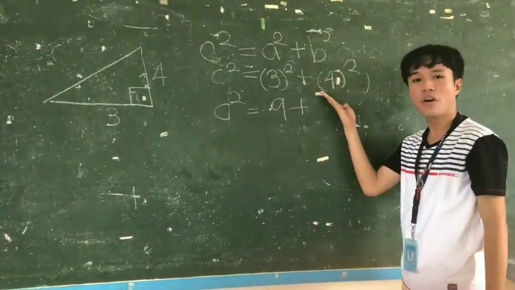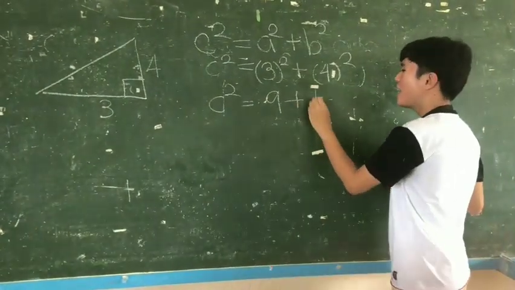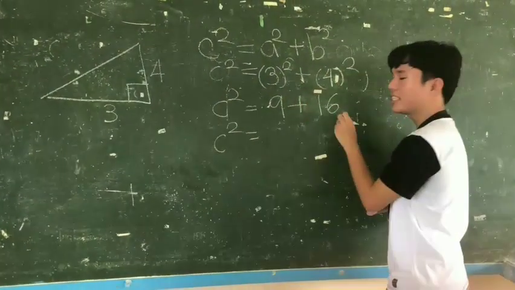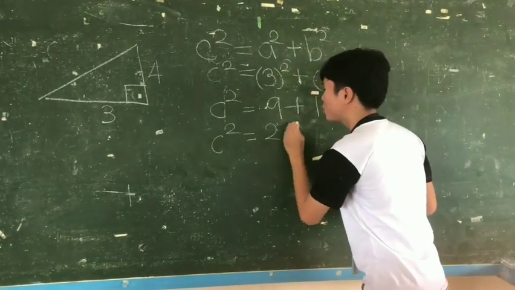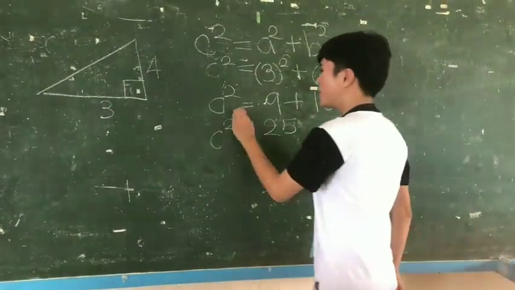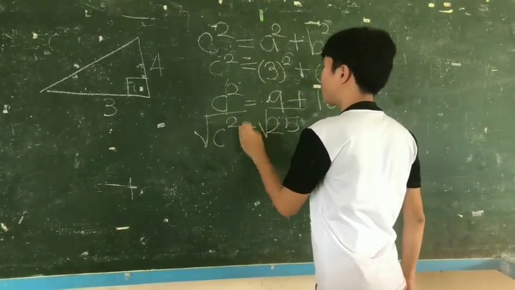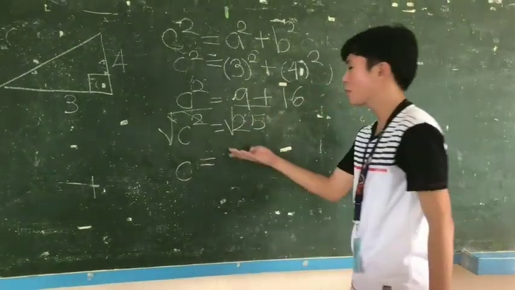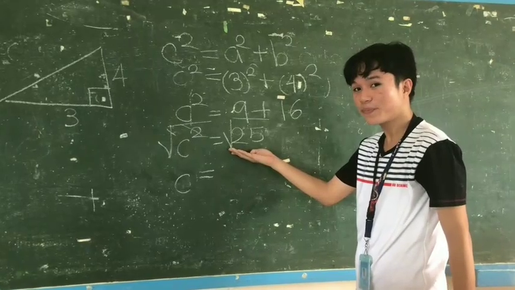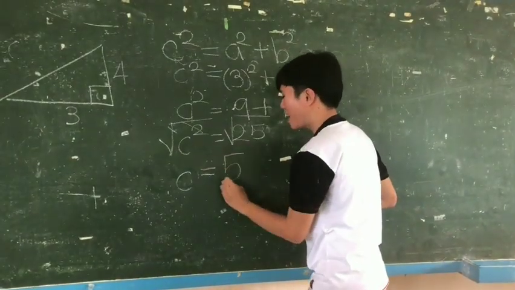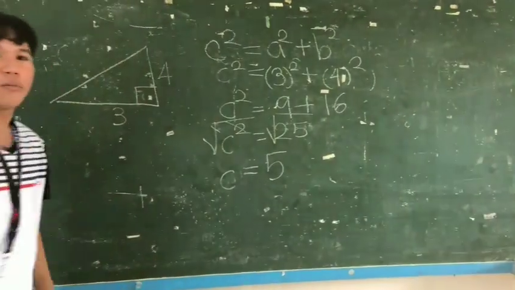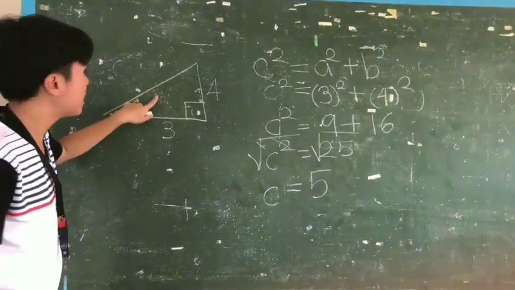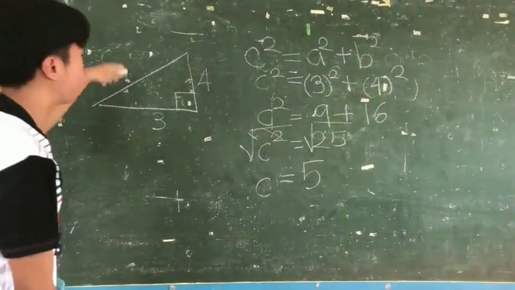correct, it's 16. So we're just gonna copy again. 9 plus 16 is equal to 25. Then we're gonna find the square root of both sides. So C is equal to the square root of 25. Right, it's 5. So we figured out the missing number of this hypotenuse, or the longest side of the triangle.